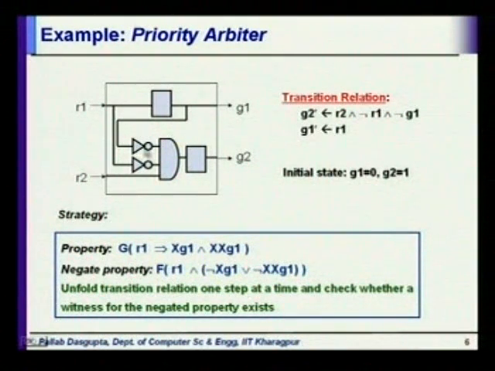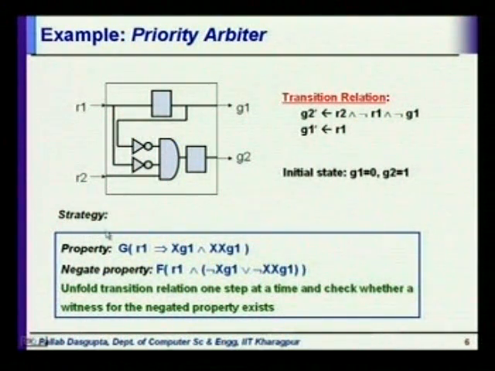So, first thing that we do is we represent the circuit in terms of transition relations. So, this is exactly how in a typical RTL code the transition relation will be defined. So, it will be defined as a set of equalities like this, where the next state is assigned based on this. So, the next G2 is R2 and not R1, R2 and not R1 and not G1. Okay. And G1 in the next cycle gets the same value as R1, right. The initial state is G1 equal to 0, G2 equal to 1.